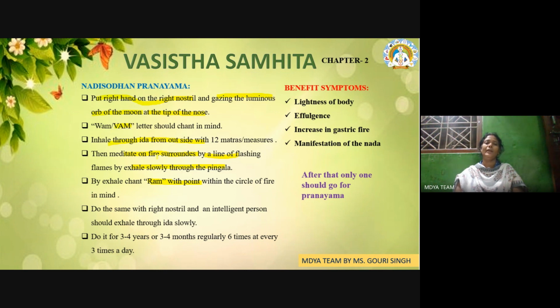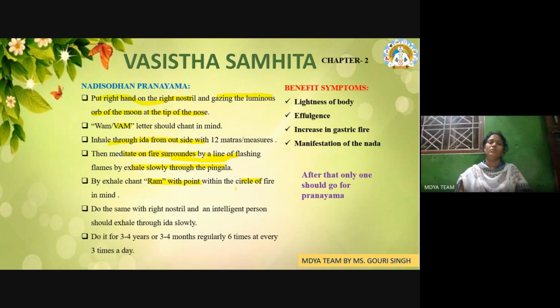When you are inhaling, your meditation point is here: fire surrounded by a line of flashing flame. But when you are exhaling, the sound is rung and the point is the circle of the fire in the mind. Okay, this is the way Vasishtha is describing the Nadisudhi pranayama.